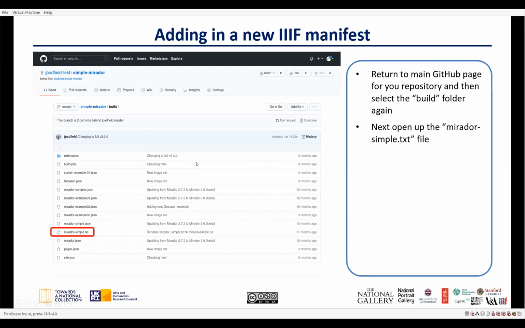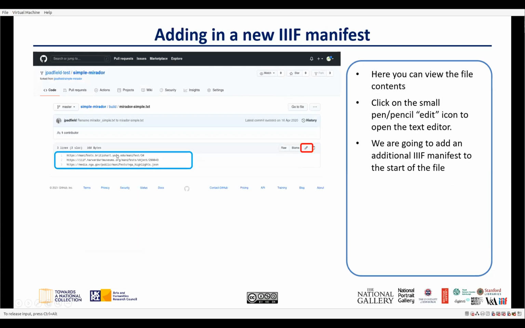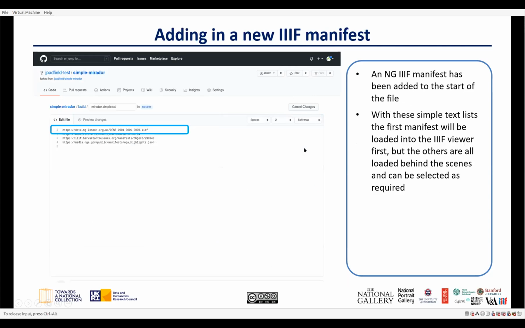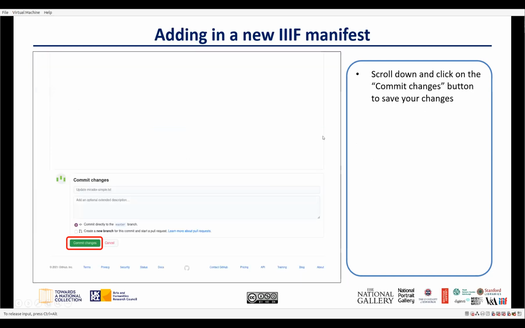So if you go back to your build folder where you were before, and you click on the Mirador simple text file, that brings up that list of 3 manifests. If we click on the edit button, we can then just copy and paste in a new manifest or a number of manifests you like, and then scroll down and hit commit changes again.